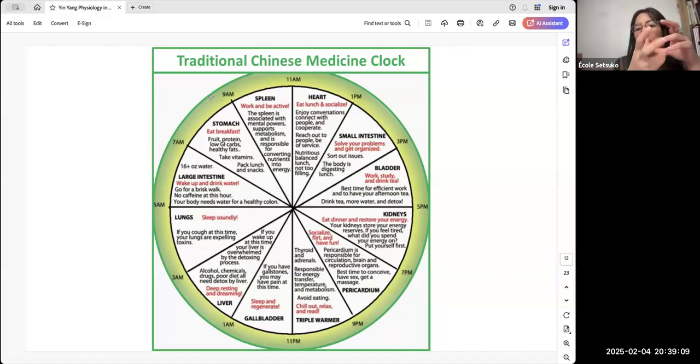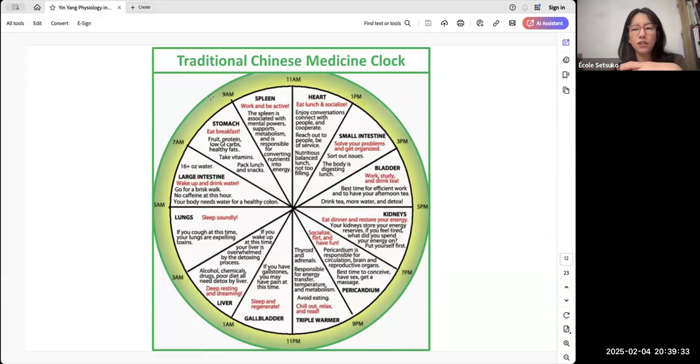So the stomach and the spleen, they work together. The stomach receives the food and the spleen kind of works like the metabolism. It works to support, it has the function of the pancreas. So it breaks down the sugars and turns it into usable energy, hence metabolism, and converts nutrients into energy. Okay, so stomach, spleen, that's 7 to 11 a.m.